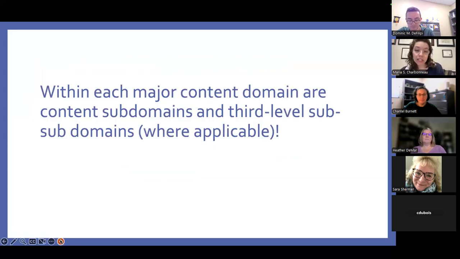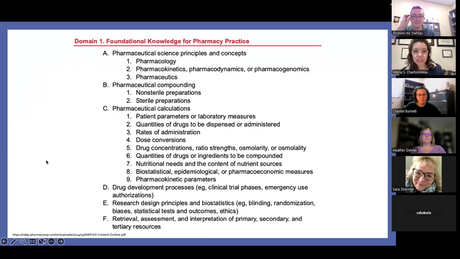The other thing to keep in mind is that within each major content domain, there are then subgroups, which I'll show you. So for example, this is the first domain, and you'll see how they break it down into further sections. Obviously we're not going to go through it all. We only have a half hour together, but you can see that pharmaceutical calculations take up a big portion of this, compounding both non-sterile and sterile, the clinical trial phases, emergency use authorizations. All of that falls into this first domain of foundational knowledge.